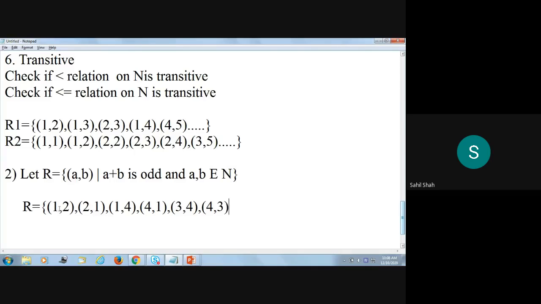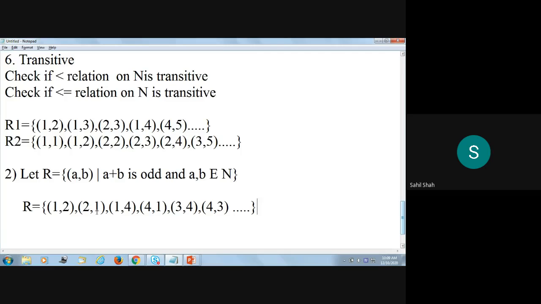A plus B should be odd. So 1 plus 2, 3 is odd. 2 plus 1, 3 is odd. 1 4, 4 plus 1, 5 is odd, and so on. You could have any. A relation R is said to be transitive if whenever I am having a pair A comma B and B comma C present in R, I must be able to have pair A comma C present in the same relation R. So let us treat 1 as A, 2 as B, and 1 as C.